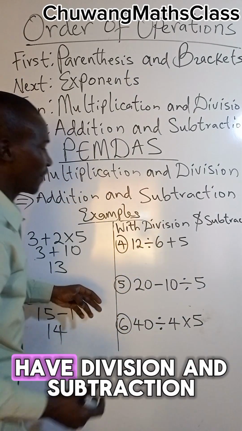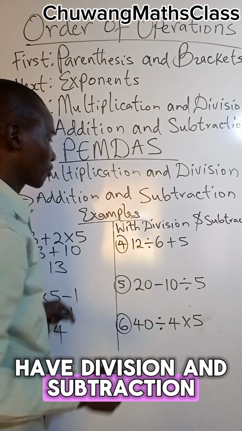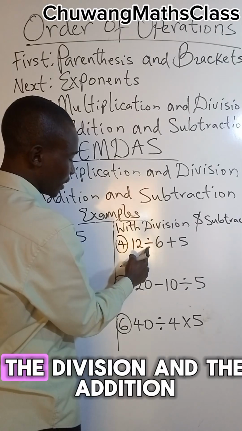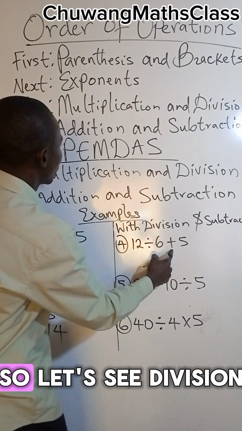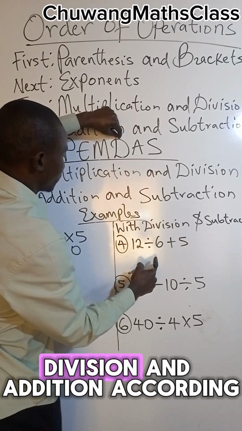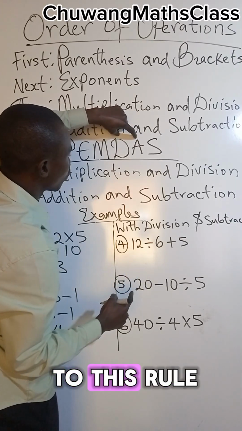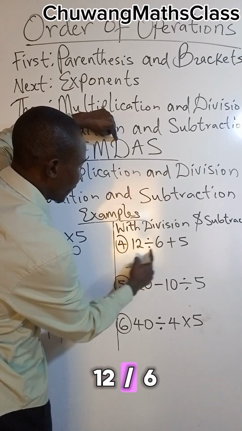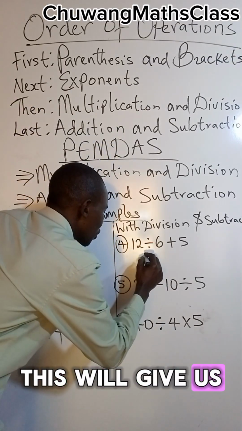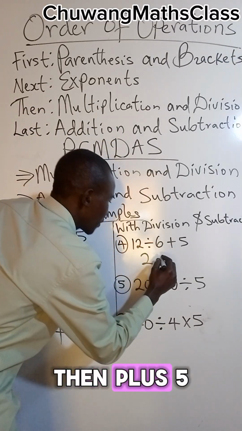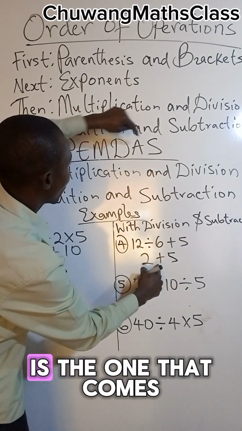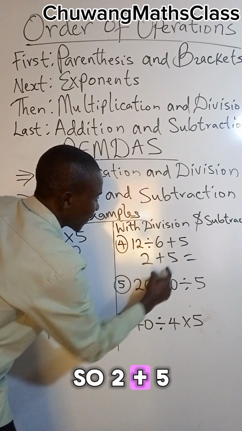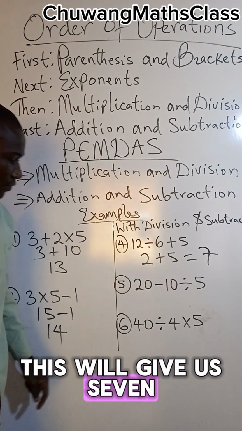These are examples that have division and subtraction. So let's look at example 4. Example 4 here has the division and the addition. Division and addition. According to this rule, which one comes first? You can see D comes first. So we do it first. So 12 divided by 6, this will give us 2. Then plus 5. You can see addition is the one that comes last. So 2 plus 5, this will give us 7.